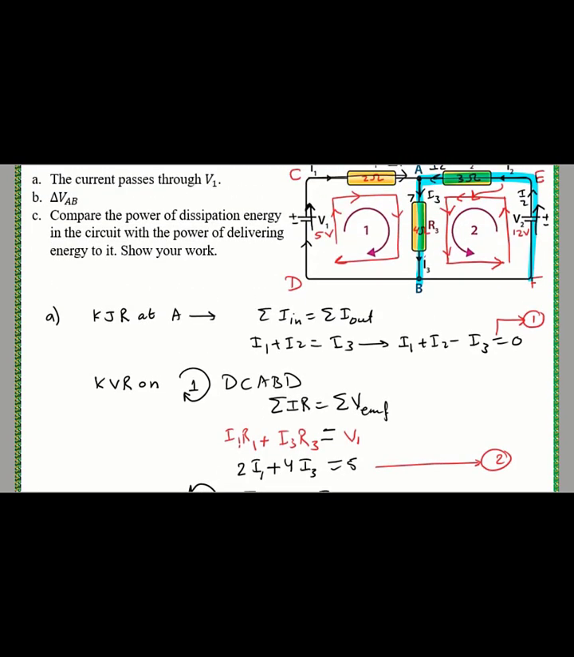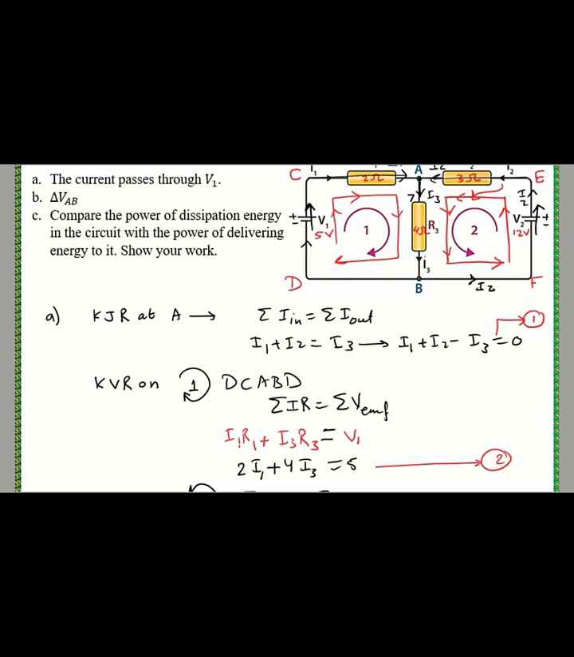Continue your loop from B to F. There is no resistance. There is a current, it is I2, but there is no resistance. Here we have a current I2, but no resistance. Now we are finished with the current and the resistance, or we are finished with the potential drop.